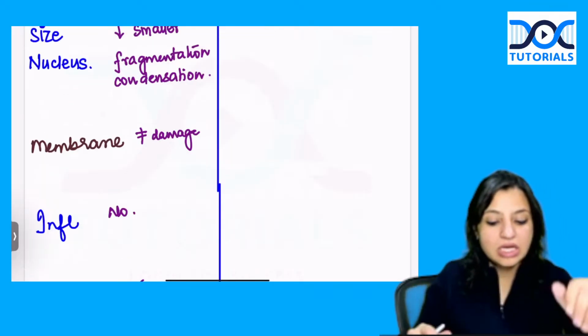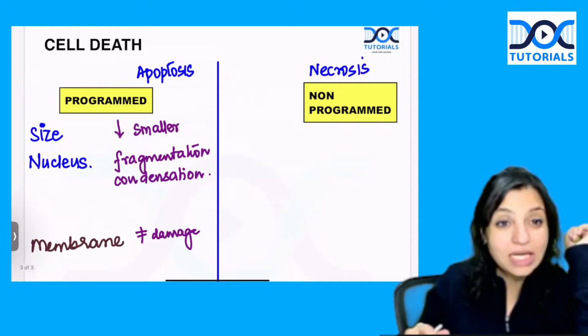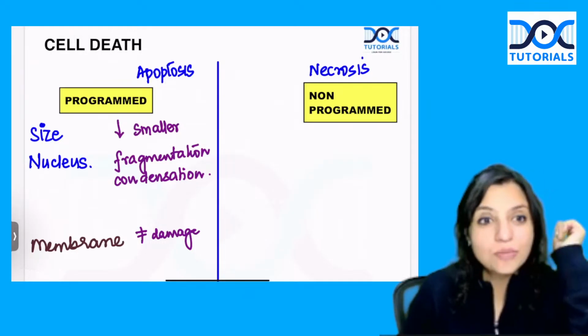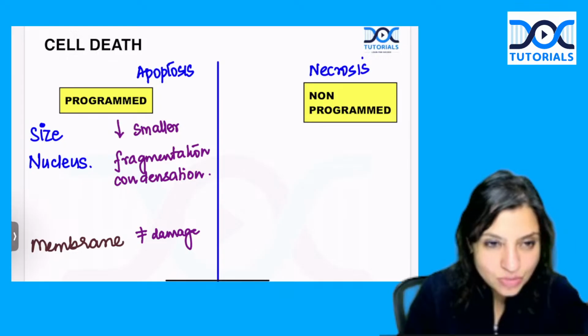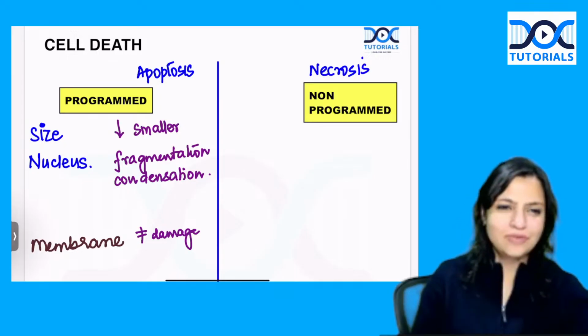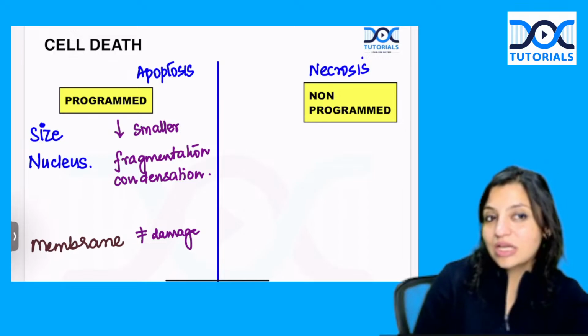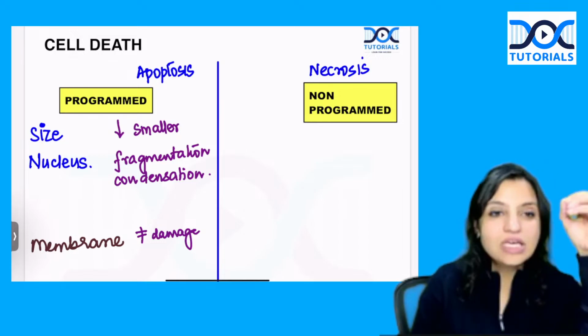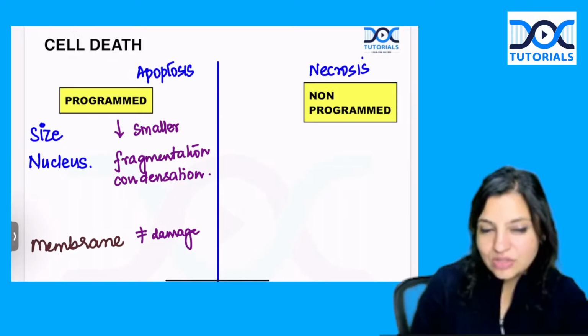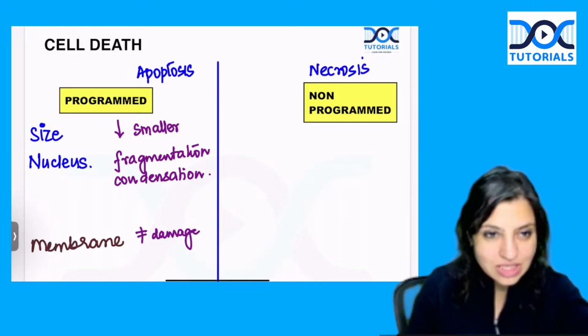Now, in contrast to this, look at the opposite side, necrosis. Necrosis is like murder. When somebody is coming to murder you, you don't even know that today I'm going to get murdered. So it's a very passive process. Nobody knows about it. It happens suddenly.